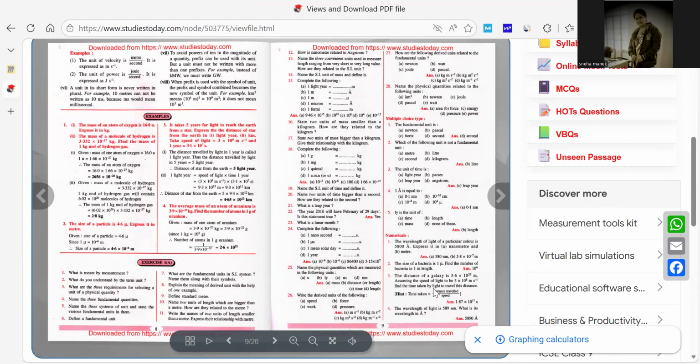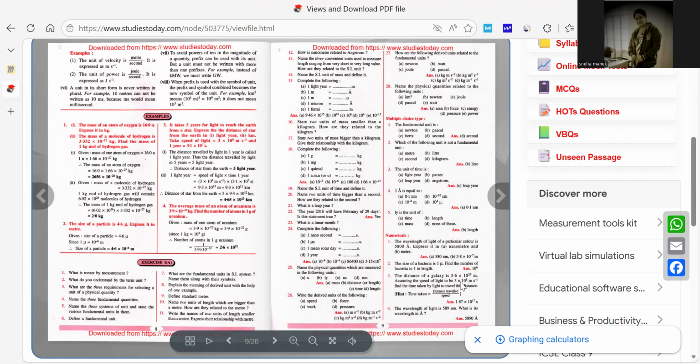Next one. Here the hint is already given. Do not expect any hint in exams. The question is very simple. The distance of a galaxy is given and the speed of light is given, and we have to find the time. So the hint is already given: time equals distance by speed. Directly we can do 5.6 into 10 to the power 25 by 3 into 10 to the power 8.